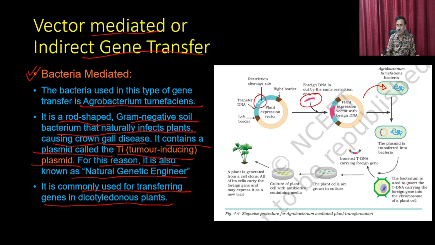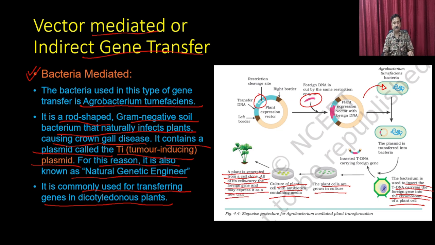So, the bacteria is used to insert the tDNA carrying the foreign gene into the chromosome of the plant cells, and that is how it integrates this particular fragment into the plant. The plant cells are then grown in culture, in antibiotic-containing media, and the plant is generated from a cell clone. All of its cells carry the foreign gene and may express it as a new trait.